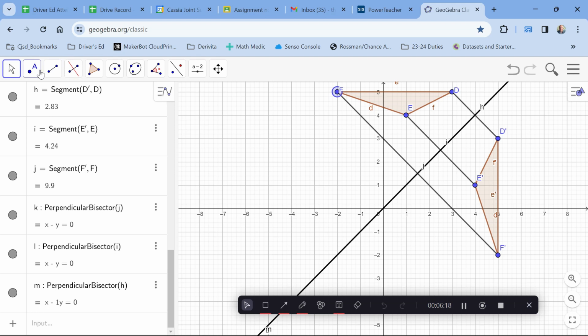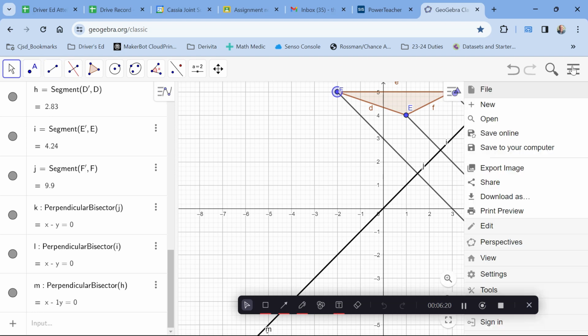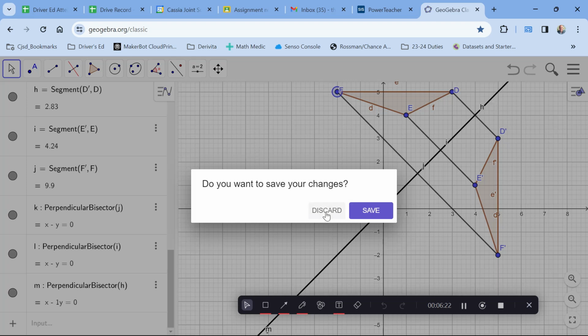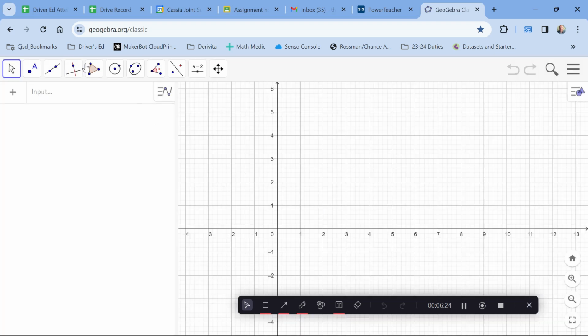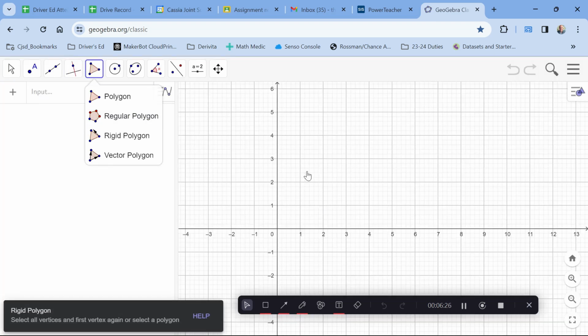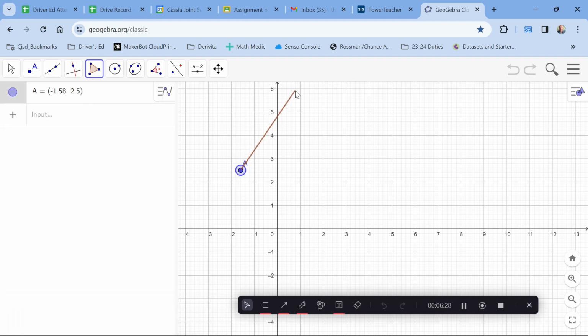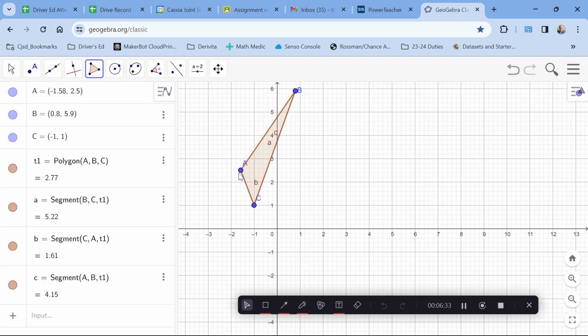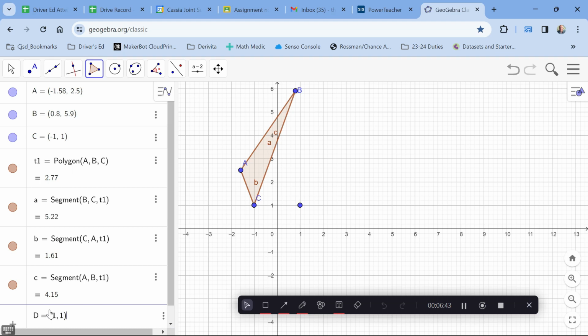Okay, we're going to start over again. Let me get a whole new one here. We're going to discard all that. Now we're going to make another triangle, and this time I'll rotate my triangle. Then I'm going to show you how you can find the point of rotation. So here I'll just show it to you, right? Our point of rotation, T equals, let's say, 1, 1.